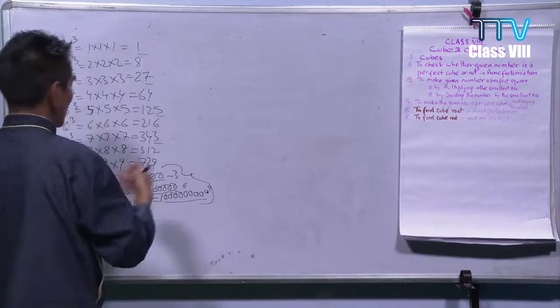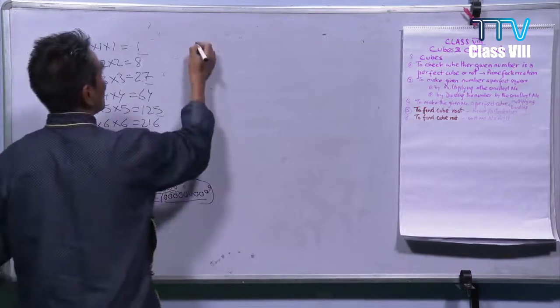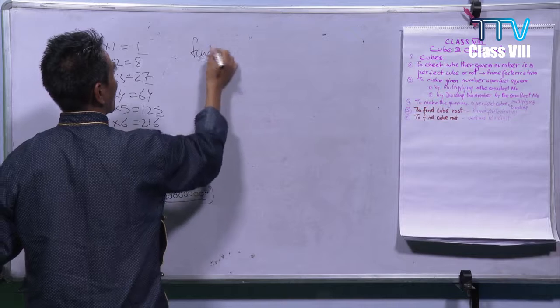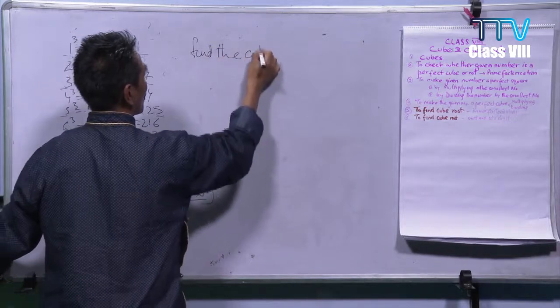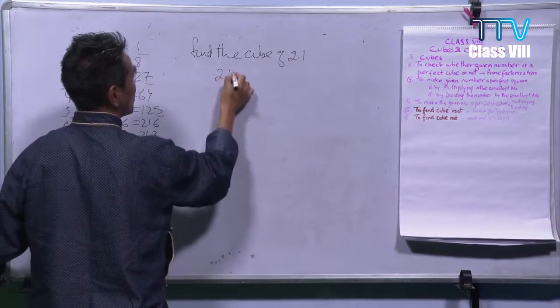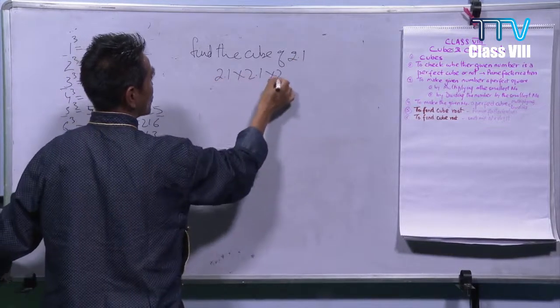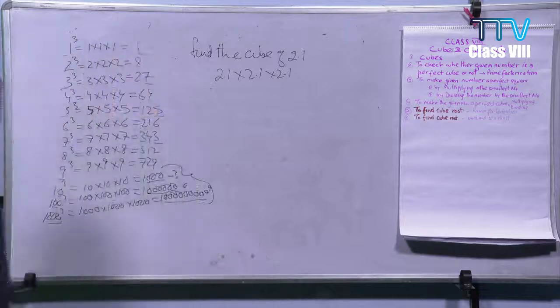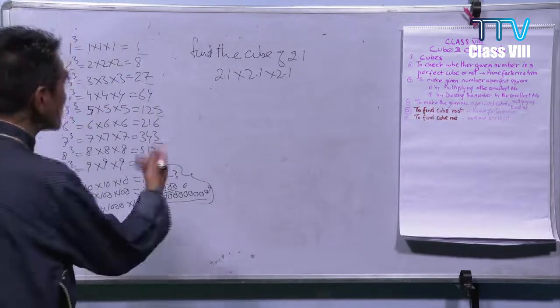Cube of 2.1. 2.1 multiplied by 2.1 multiplied by 2.1. I'm multiplying it in a single step.